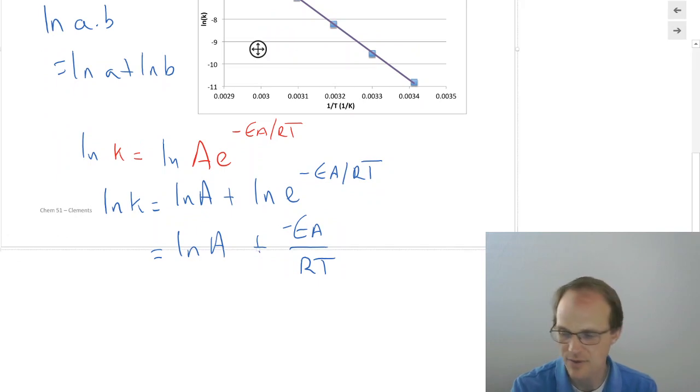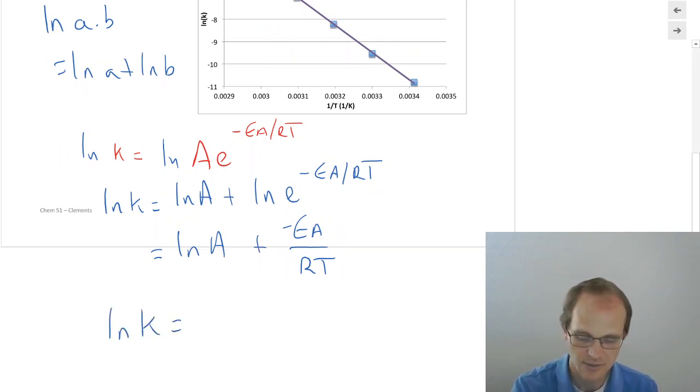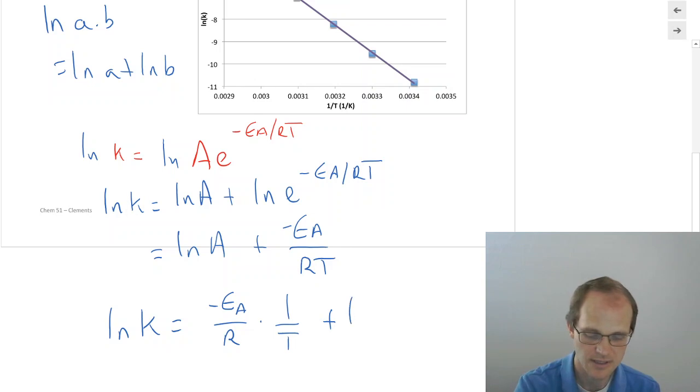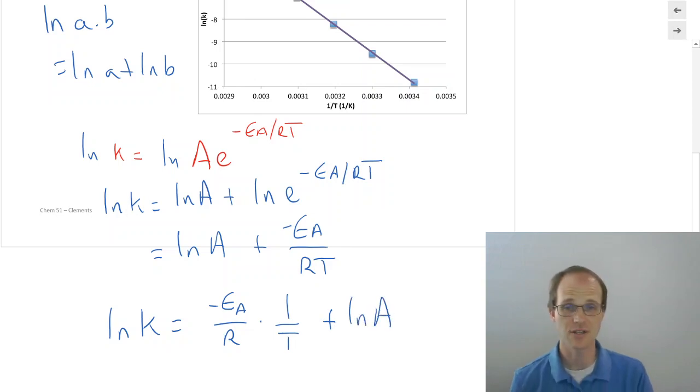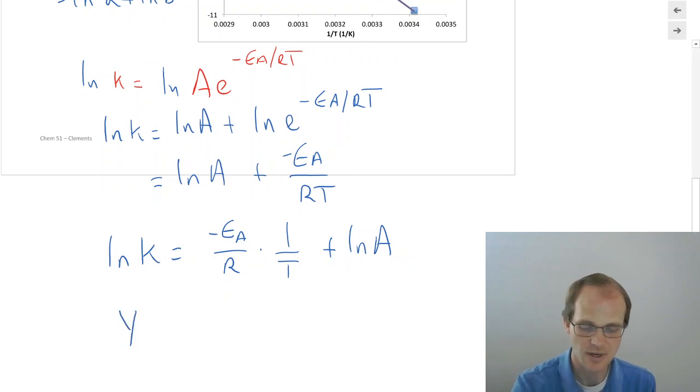I'm going to rearrange this ever so slightly and just say the natural log of K equals minus EA over R times 1 over T plus the natural log of A. I was just rearranging the previous equation. Why did I rearrange it like this? You guessed it. Y is equal to mx plus b.